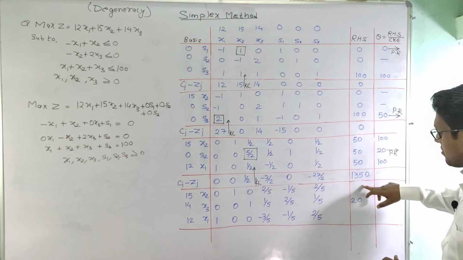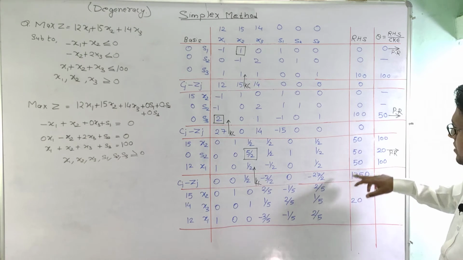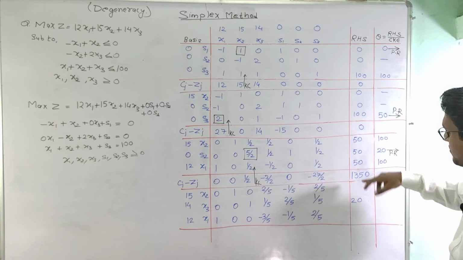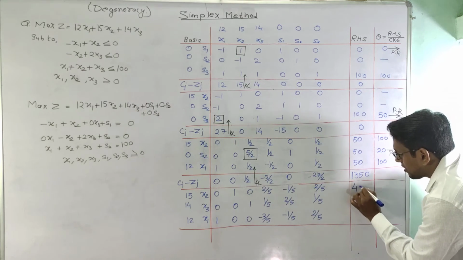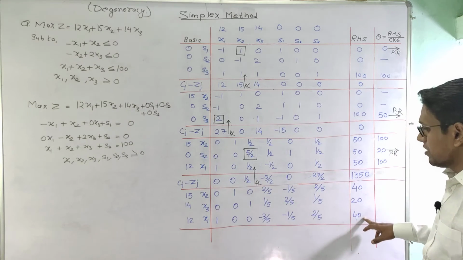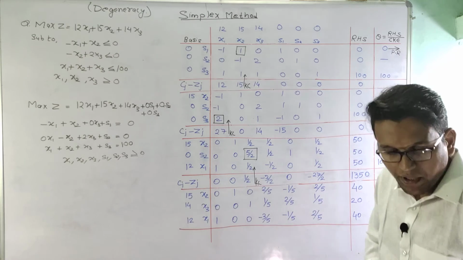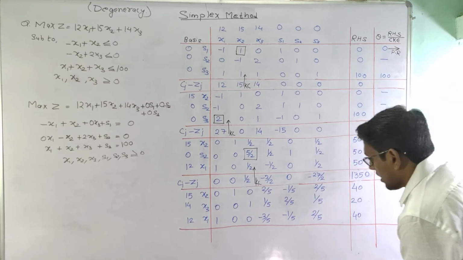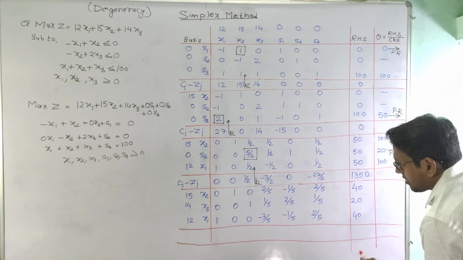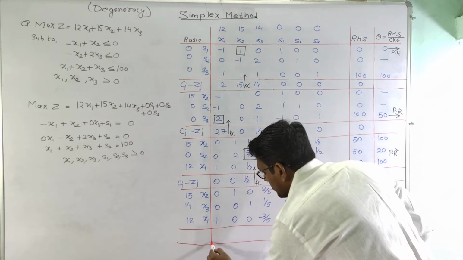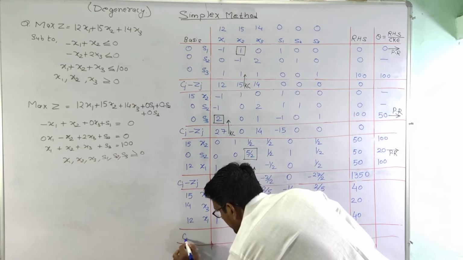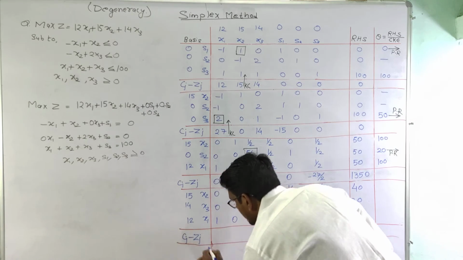Here also I have to write 50 minus 1/2 times of this, that means 50 minus 10 is 40, and we are doing the same operation here, so this will also be 40. So now this will be our new matrix, and we need to calculate Cj minus Zj again to see if our solution is optimal or not. So this is Cj minus Zj.